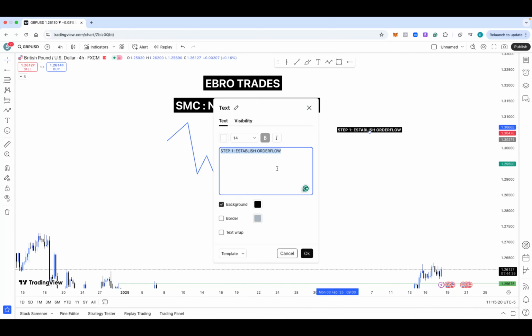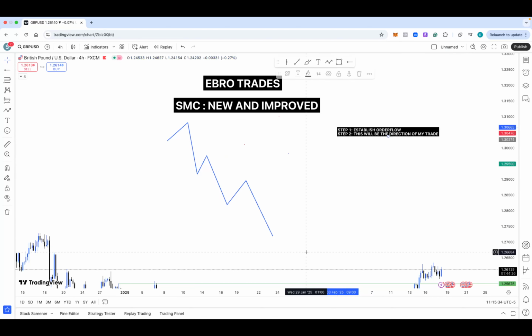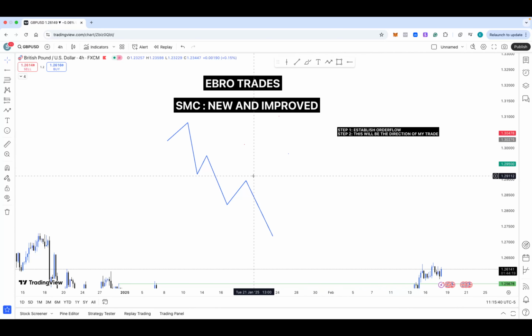So once we've established the order flow, step two, the direction of the order flow will be the direction of your trade. So this will be the direction of my trade. So if order flow is bearish, we'll be taking a sell position. If order flow is bullish, we'll be taking a buy position. Pretty simple so far. Now, once we've established our order flow and we've established the direction of our trade, what we'll do is mark out a relevant liquidity level, the most recent relevant liquidity level.